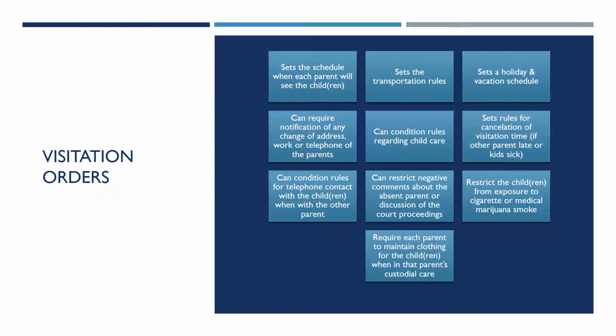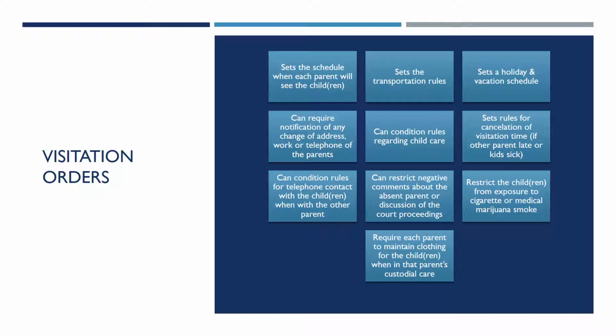Visitation orders also set conditions on telephone contact with the non-custodial parent. So let's assume the children are with parent A and parent B wants to talk to them and say hello to the children. A telephone contact order can specify what time those calls should take place so the parent with the children can expect that phone call during those hours.